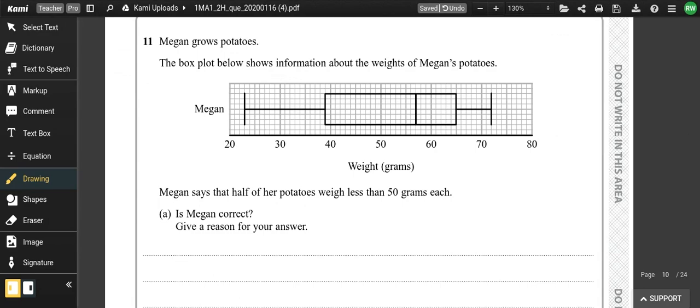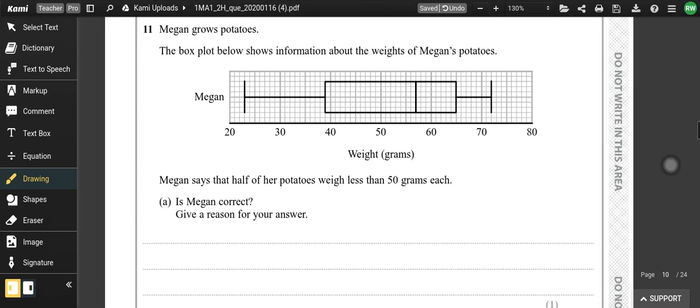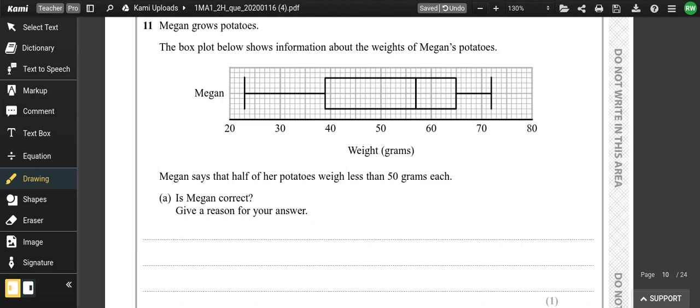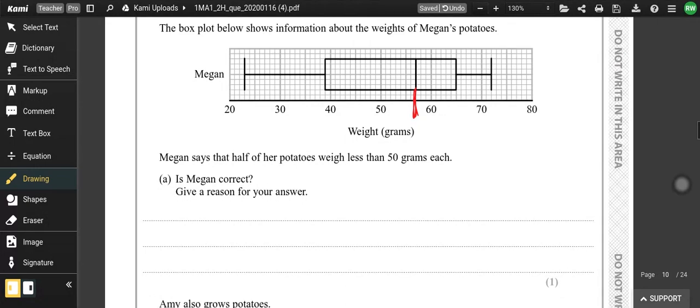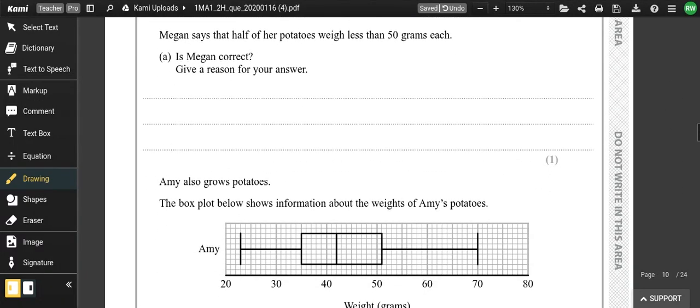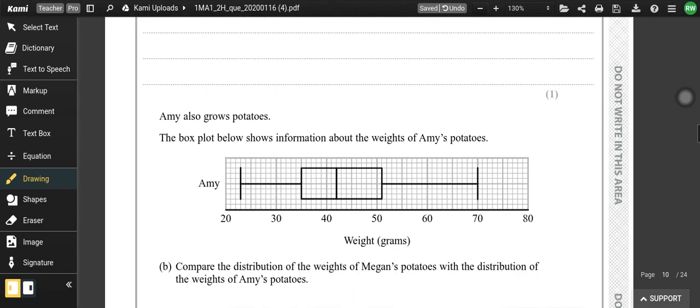Box plots is for GCSE and not IGCSE, but let's just have a look at it anyway. Megan says that half of the potatoes weigh less than 50. Well, this bit here is the median, and that's above 50, so she's incorrect because the median is higher than 50. Amy also grows potatoes.